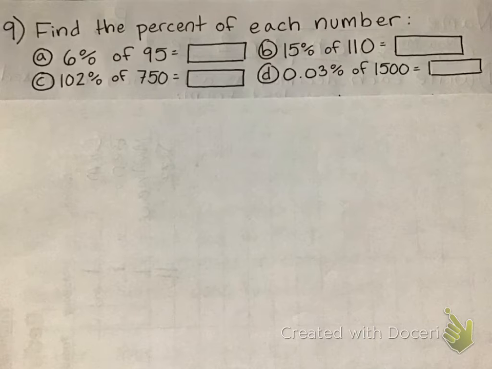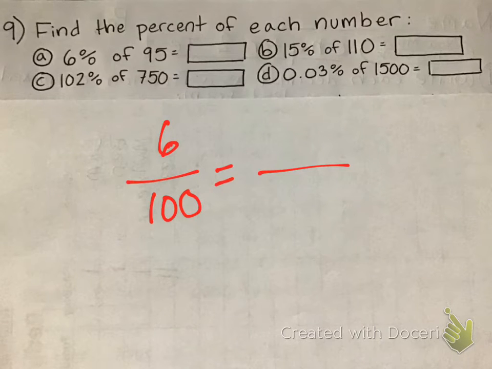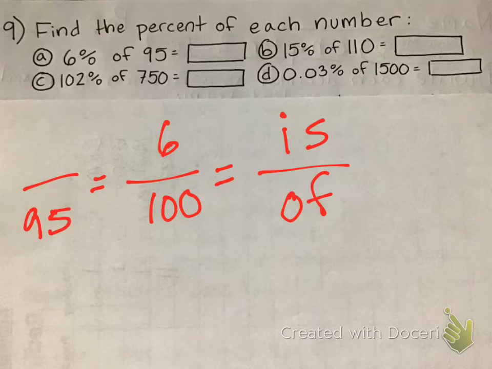Now we're going to look back at this previous problem. We have 6% of 95. That means 6 over 100 is equal to, here's the trick to remember: it is over of. So we get this. It says of 95, so 95 is on the bottom. We want to get what's on the top. So the easiest way to do this one is to make it into a decimal and multiply. What is 6 over 100 as a decimal? Who can tell me, Hannah?